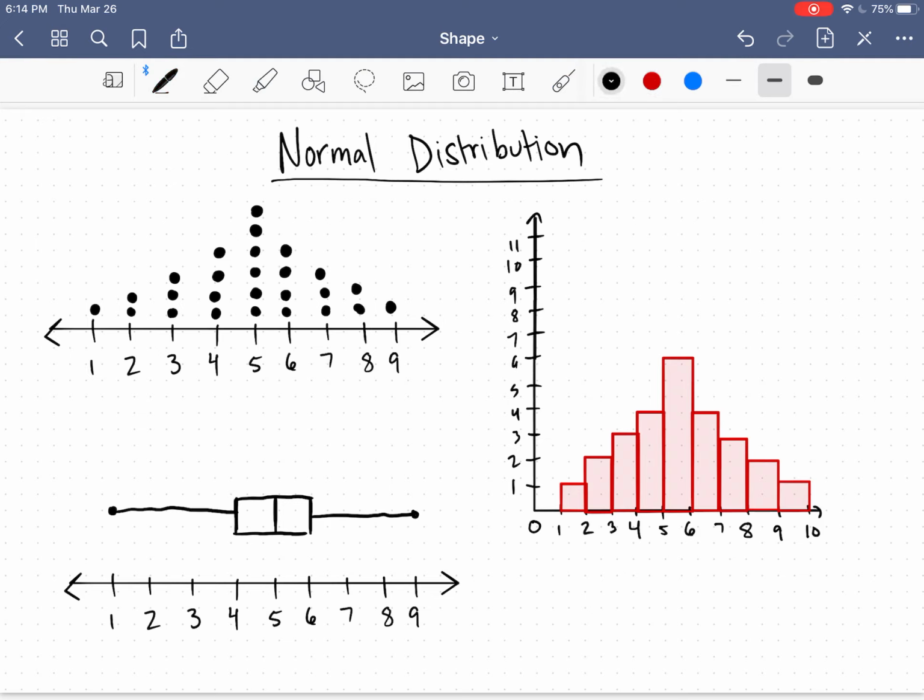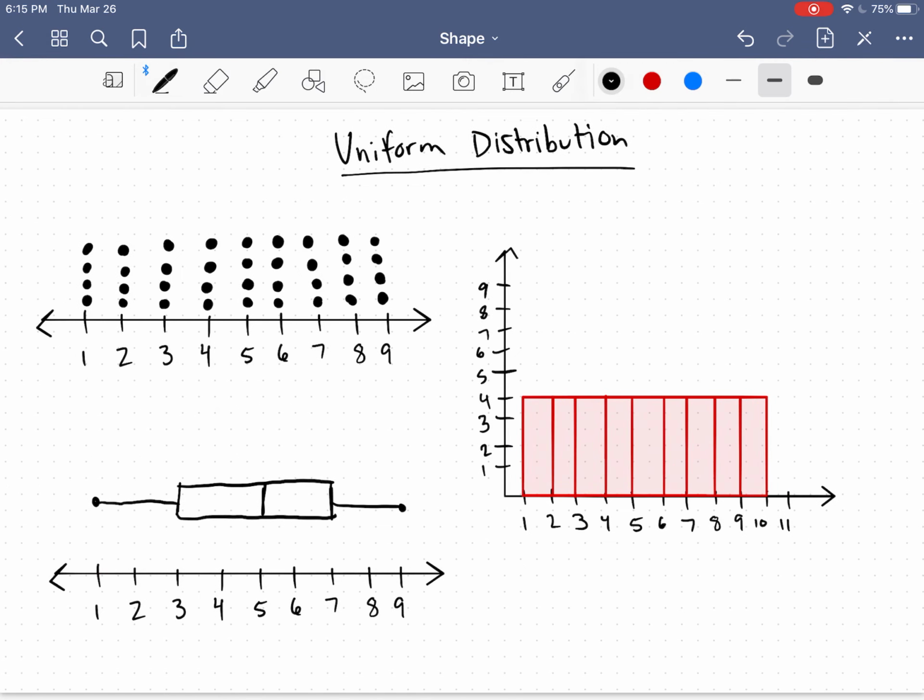Now with a normal distribution, it's nice to know that they are unimodal. They have the mean equal to the median. And they are symmetrical. And they are bell-shaped. That's our normal distribution. Next, I want to look at a uniform distribution.